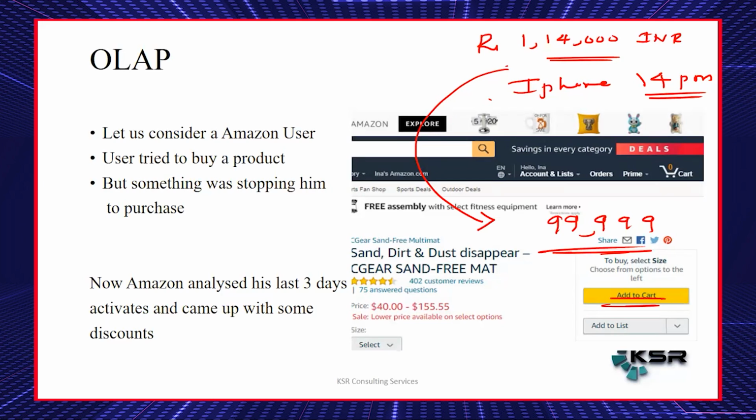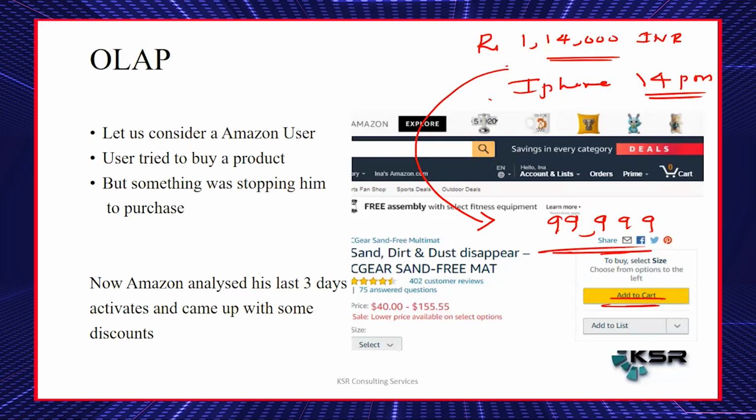Now, what happens according to Amazon is Amazon is thinking something is wrong with this guy. He wants to buy, but something is stopping him. What could that be? So they keep on analyzing how many times you came to the website, how many times you added the product, how many times you have removed the product, and what is that one thing which is stopping him from buying it. Is it because of color? Is it because of the features? Is it because of any accessories he's looking for, or he's thinking it is overpriced?